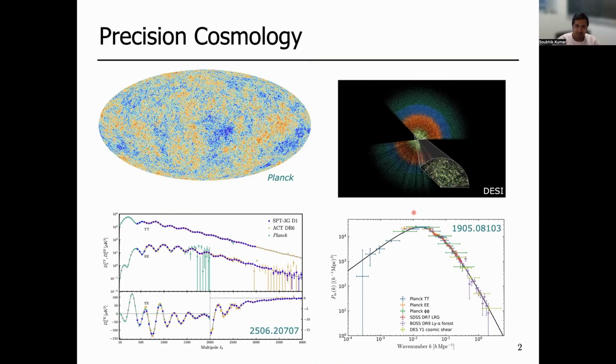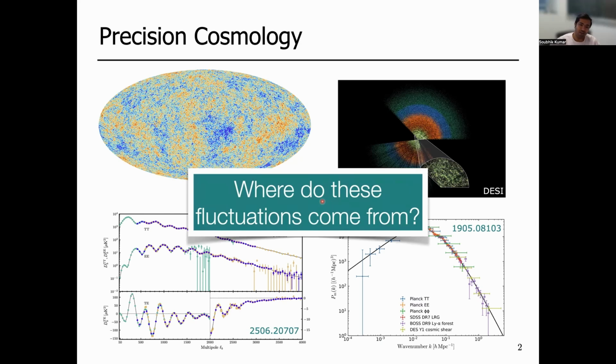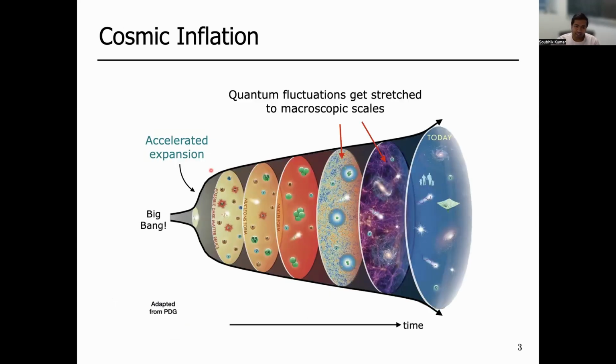Needless to say, we are in the era of precision cosmology. We have measured the anisotropies on the CMB sky and inhomogeneities in large-scale structure pretty well. And by looking at all these fluctuations, you can wonder where they are coming from. What kind of primordial physics could give rise to these fluctuations? The leading candidate that we have to explain these is cosmic inflation.